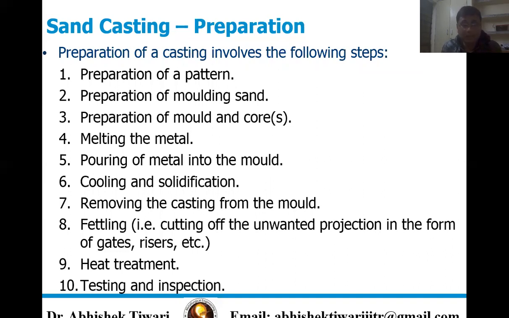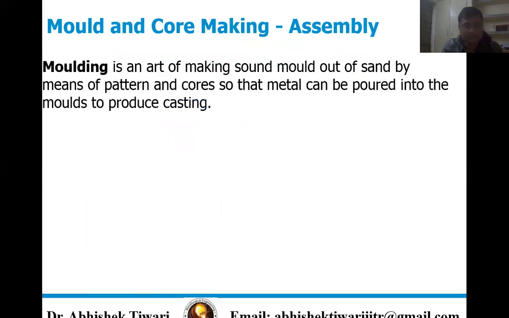Sixth is cooling and solidification. Seventh is removing the casting from the mold. Eighth is fettling. Fettling is a very important step. It is cutting off the unwanted projections in the form of gates, risers, etc. Ninth is heat treatment. And tenth is testing and inspection of any defects in the metal casting.